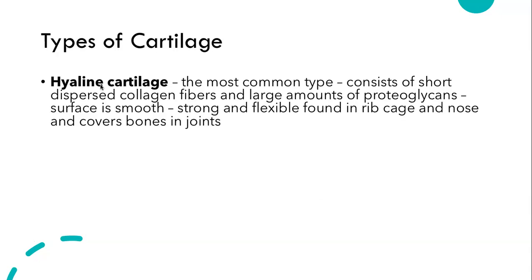So let's move on. Let's talk about types of cartilage. The first is hyaline cartilage. It's the most common type, and it has short, dispersed collagen fibers and large amounts of what are called proteoglycans. The surface is smooth, and it means it's strong and flexible. You'll find these in the rib cage and the nose, and it covers bones and joints.